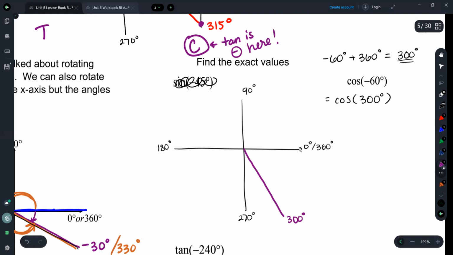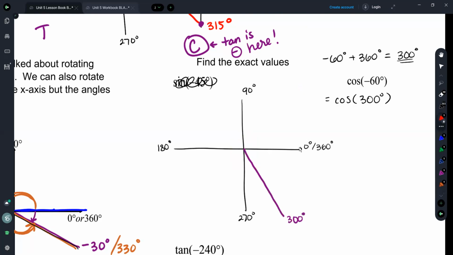This is 300 degrees. This is also the location of negative 60 degrees, right? So this way is 300 degrees. If I were to rotate clockwise, that's negative 60. So that's why this is equivalent, right? Because it's in the same location.